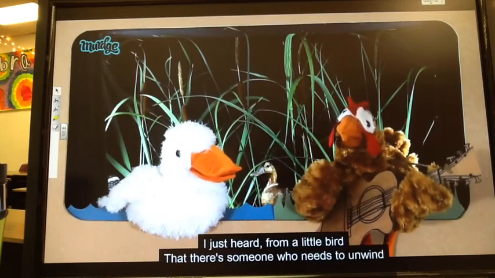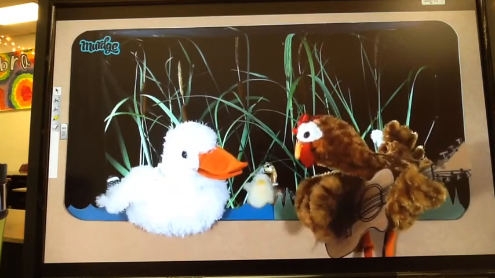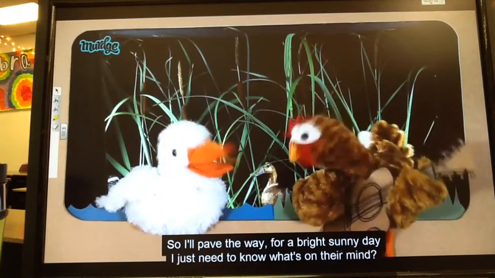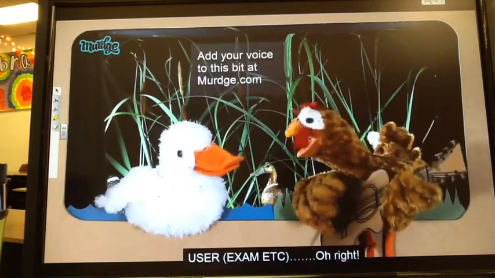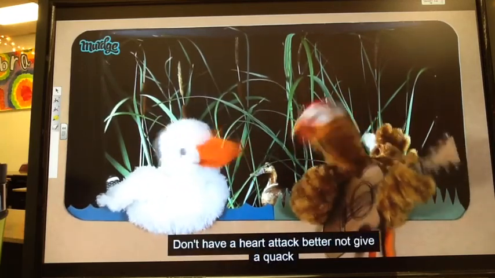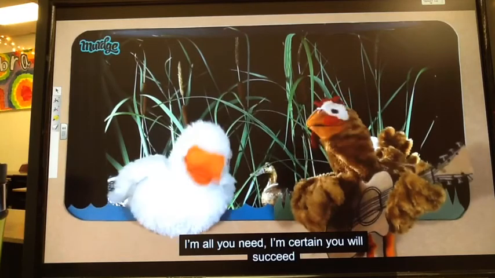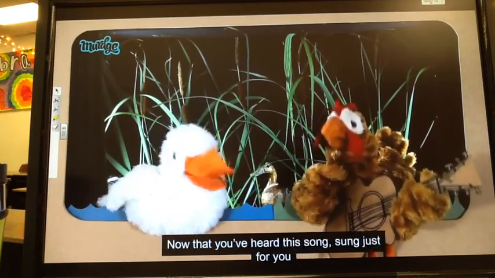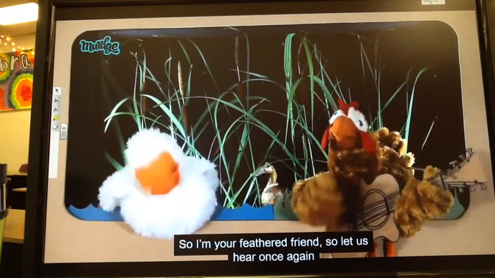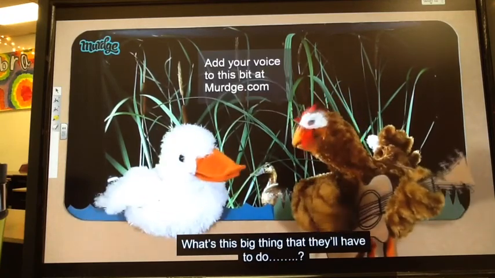I just heard from a little boy that there's someone who needs to unwind. So I'll pave the way for a bright sunny day. I just need to know what is on their mind. Alright, good luck from the lucky duck. Even if you're really stuck, don't have a heart attack. Better not to give a quack. I tell you what, I'm sending all my luck to who? That's you. I'm all you need, and certain you will succeed. Now that you've heard this song just for you. I'm your feathered friend, so let's hear once again. What is the big thing that they'll have to do?